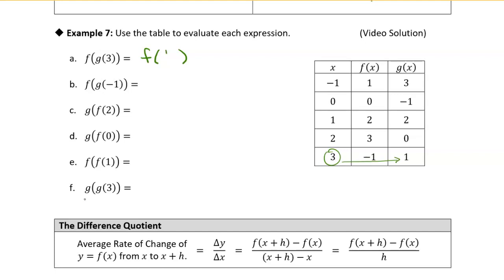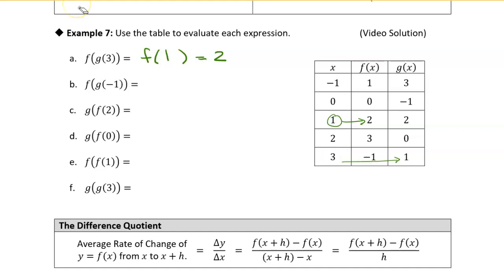So that's 1. So really I just want f of 1, and that is the value of f when x is 1. So I'm going to choose an x of 1, and I'm just going to look at the f of x value. So that's 2. Okay, so f of g of 3 is 2. And I'm just going to do a similar thing for each one of those.